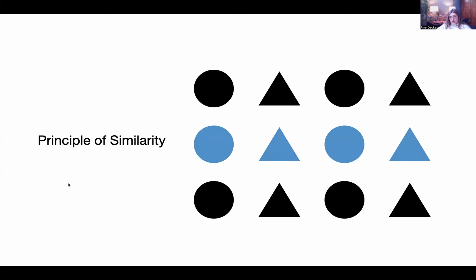if I color one of the rows, now we're reading in rows because color is so strong. It is very powerful. It's forcing us now to not think of these as circles and triangle groupings. We're now looking at the color blue as a grouping. So that's the principle of similarity.